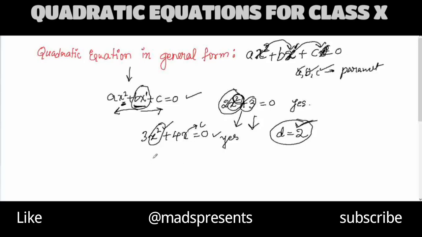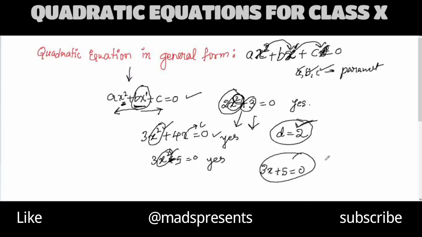To take one more example, 3x squared minus 5 is equal to 0. Sir, is it a quadratic equation? Yes, it is a quadratic equation. Sir, why? Because we have an x squared term here. Okay, so is it a quadratic equation? Sir, it's a quadratic equation.